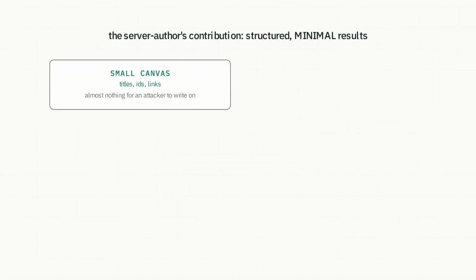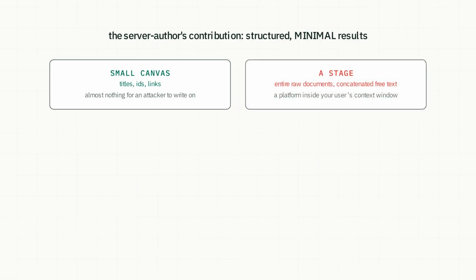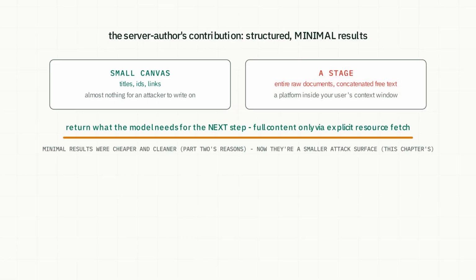And the server author's contribution to this defense, since Part 2 set it up: structured minimal results. A search tool that returns titles, IDs, and links gives an attacker almost no canvas. One that returns entire raw documents, or worse, concatenated free text from many sources, hands the attacker a stage inside your user's context window. Return what the model needs to decide the next step, and let the resource fetch deliver full content only when explicitly requested. Minimal results aren't just cheaper and cleaner, Part 2's reasons. They're a smaller attack surface, and that's this chapter's reason.